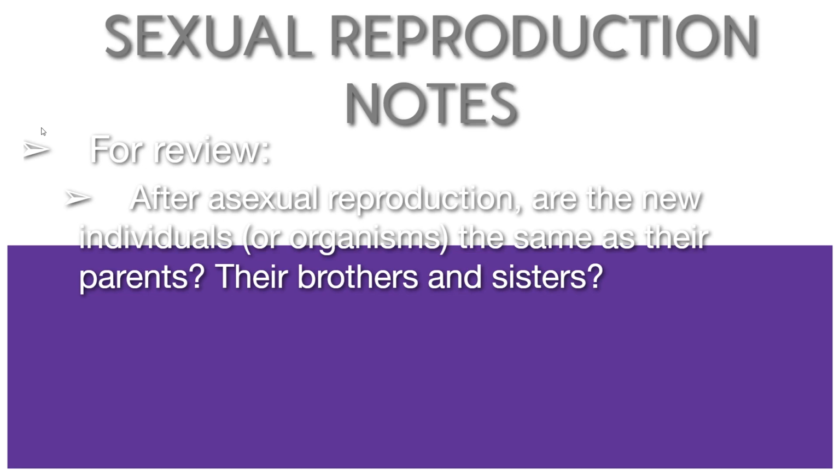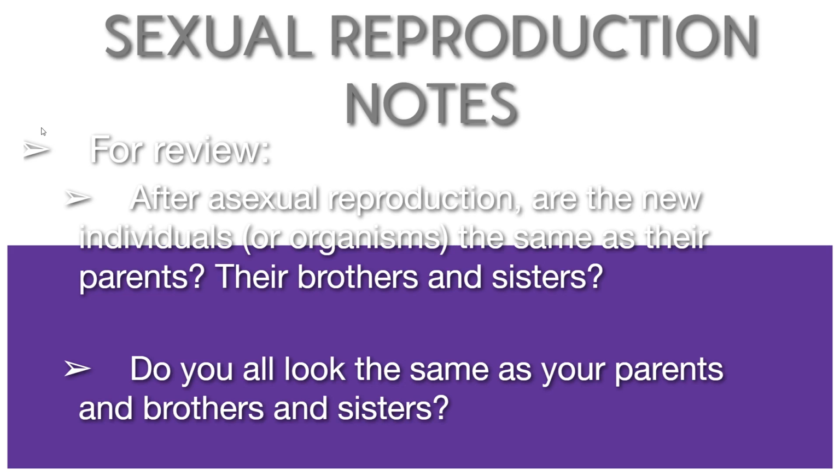After asexual reproduction, are the new individuals or organisms the same as their parents, their brothers and sisters? Do you all look the same as your parents and brothers and sisters? You might look similar, but do you look the exact same? The answer is no, right? With asexual reproduction, we have exact copies of the parent.